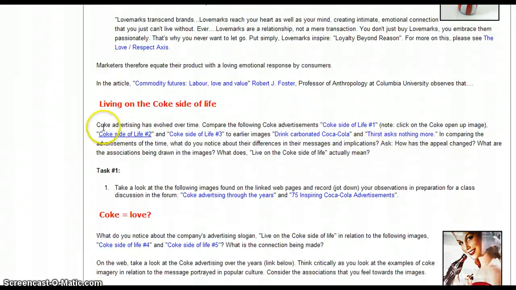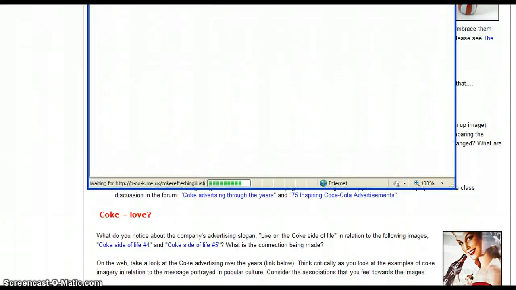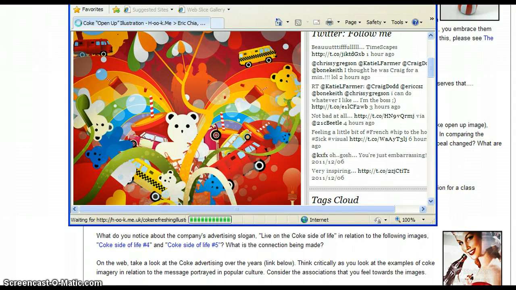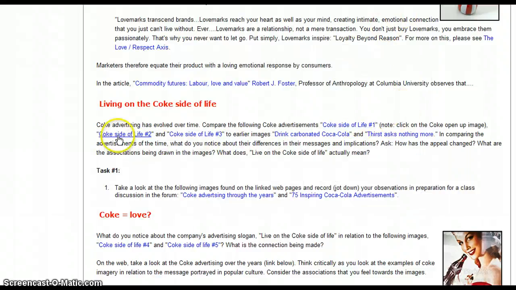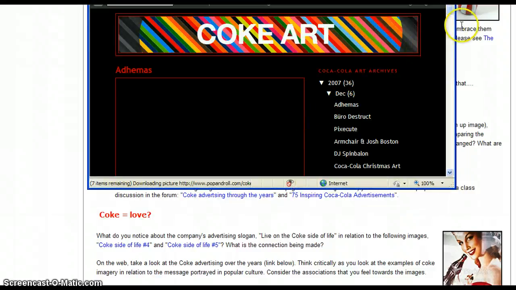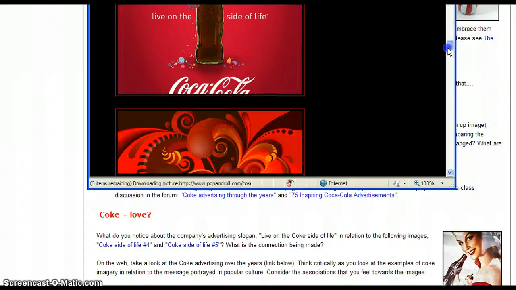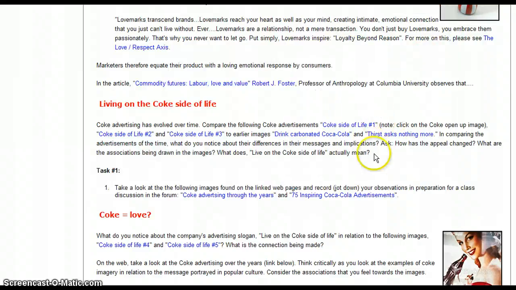Living on the Coke side of life. The idea is that rather than in your PowerPoint where you show images, Coke advertising has evolved over time. Compare the following Coke advertisements, in which case we just link to it. The student clicks on it, they see the Coke illustration, they take a look at it, they come back, they take another look at a Coke ad. This Coke art is kind of neat, there's a whole history. So we direct them, give them links, which we're perfectly fine to do.